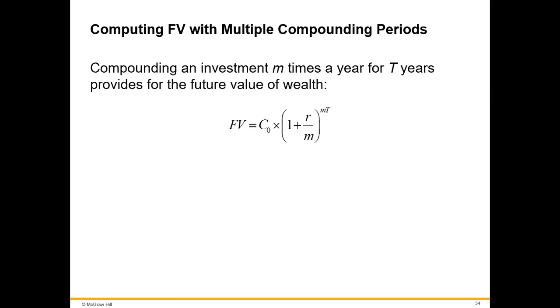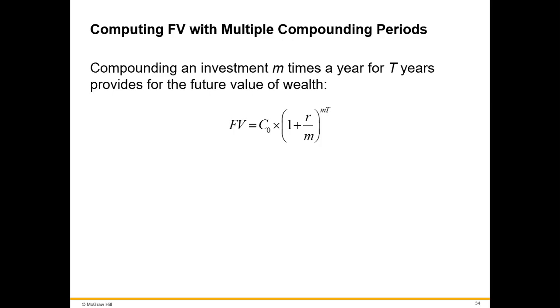So this leads us to this concept or this calculation of what we call effective interest. Compounding an investment M times a year for T years provides for the future value of wealth. All right. So how do we calculate our investment amount when we compound more than once a year?